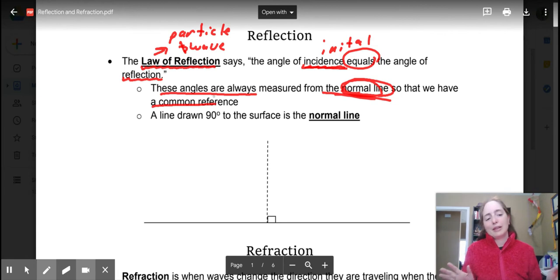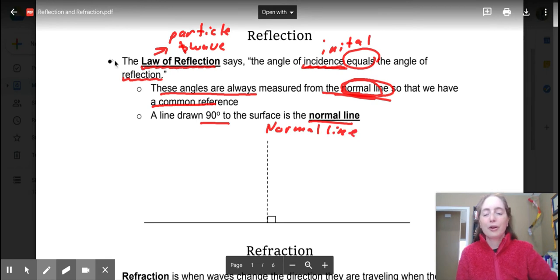That's essentially our common reference. It always is going to be the same with mirrors, your normal line. So think back to Physics 20 when we talked about normal force. Well, normal force is always perpendicular to the surface. So is our normal line. Your normal line is 90 degrees to the surface. So here, this line here is our normal line.